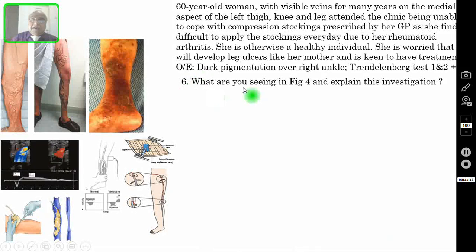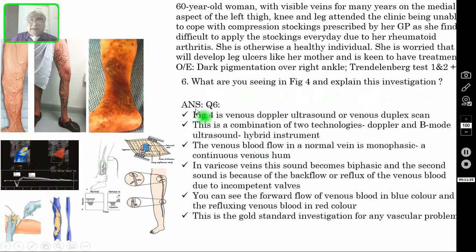Question number 6. What are you seeing in figure 4 and explain this investigation? This is figure 4. The correct answer is figure 4 is the venous Doppler ultrasound, also known as venous duplex scan. Actually, this is a combination of two technologies, the Doppler technology and B-mode ultrasound. So this is a hybrid instrument. The venous blood flow in a normal vein is monophasic, and you can hear a continuous venous hum only.